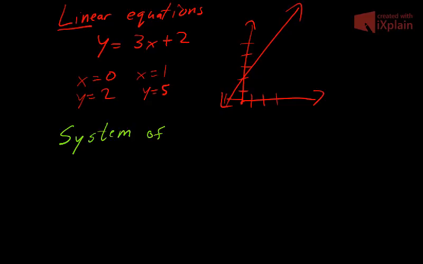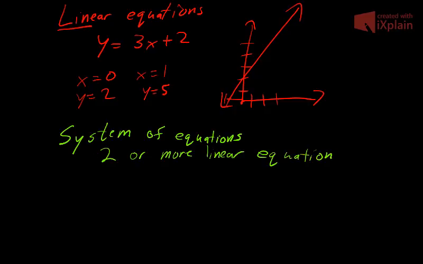So a system of equations, I'm going to write this very important definition. A system of equations is going to be two or more linear equations. It can be two or more linear equations with two or more variables.